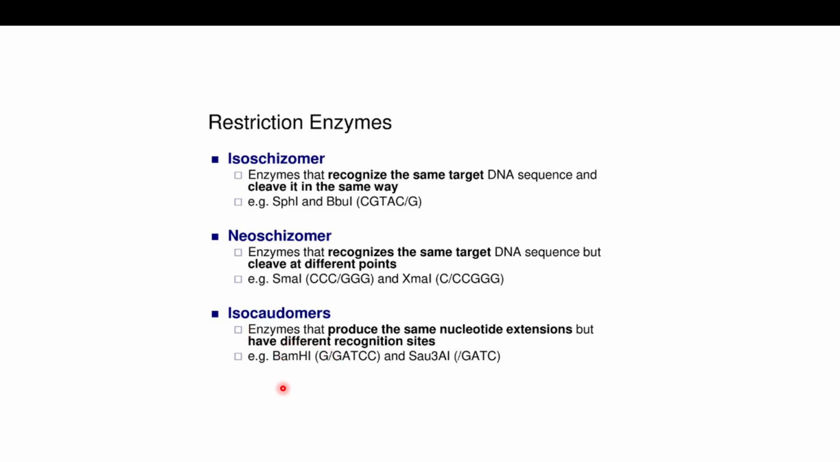For example, BamHI recognizes GGATCC and cleaves between these two G nucleotides and generates sticky ends. Whereas Sau3AI cuts at a very different sequence. However, after its action, it generates the same type of overhang or nucleotide extension. So these two enzymes will be called isocaudomers.